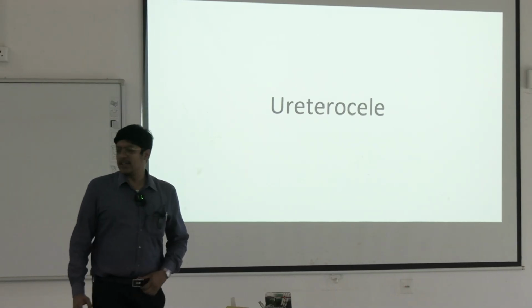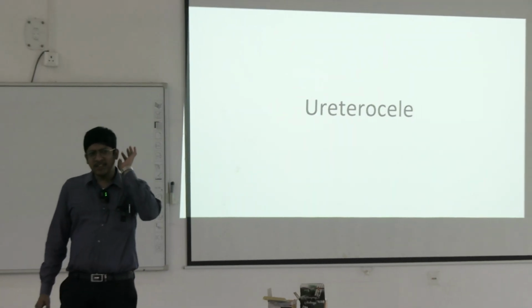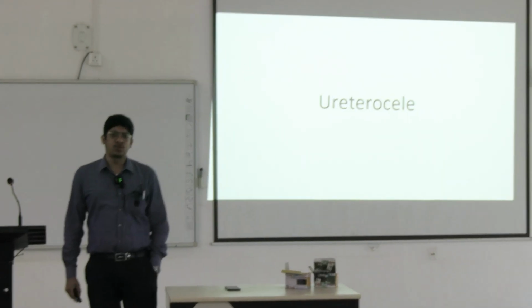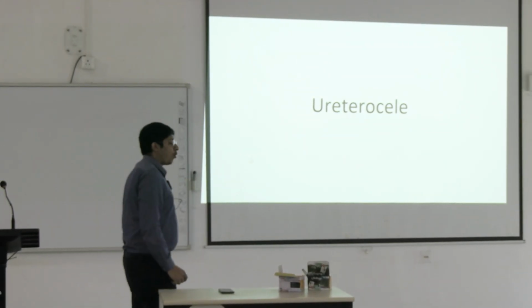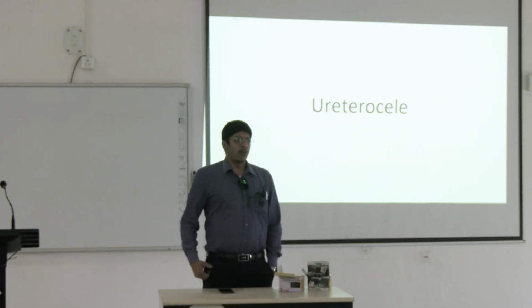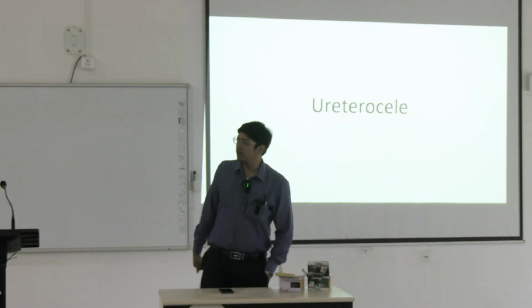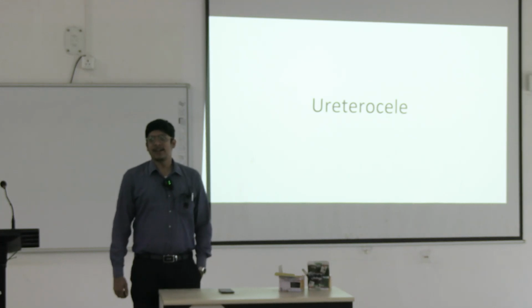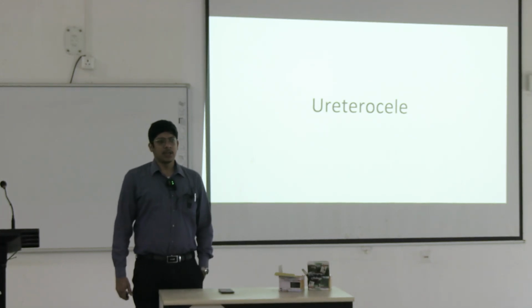So ureterocele. I have discussed briefly the developmental problem that leads to ureterocele and what are the other anomalies associated with ureterocele. What are the presentations? Can anybody volunteer and tell me? Does anybody remember from the last class what is an ureterocele?